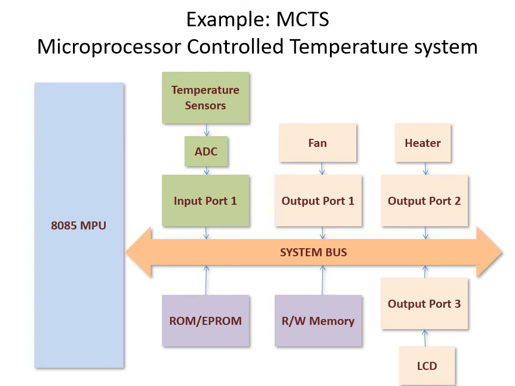In both cases, whatever the temperature might be, it has to be displayed on the LCD screen. So the microprocessor will provide the necessary information to the LCD screen through the system bus and the output port, and the value will be displayed on the LCD, and the program will be stored in the memory. The user program will be stored in the read-write memory. So this is an example of a microprocessor based system. Thank you.